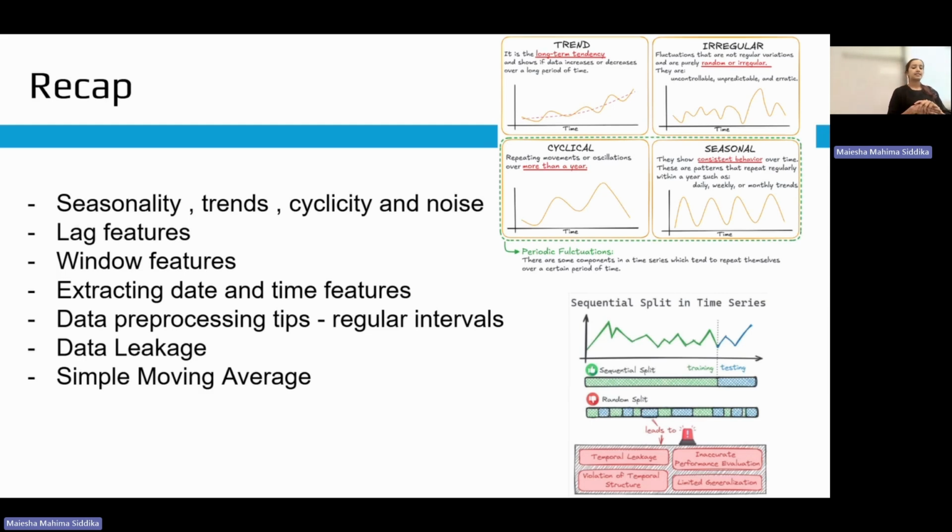We also looked at extracting date and time features. So you might have a date column that we looked at previously, and then you'll get components like week, month, or the day to understand relationships between, let's say, month and sales, or whatever the target variable is. We also looked at data pre-processing tips, so it's important to have regular intervals. We also looked at data leakage, and then we also looked at simple moving averages, which is again a bit similar to window features. It's basically you get a bunch of data points, and then you calculate an average over that.